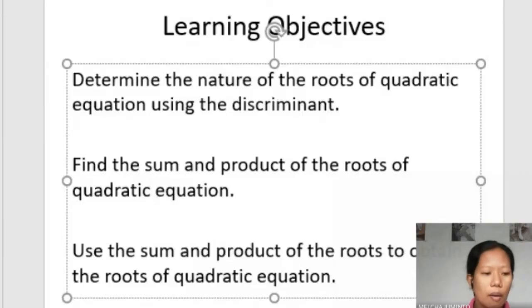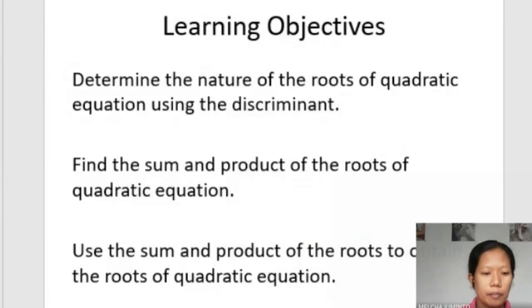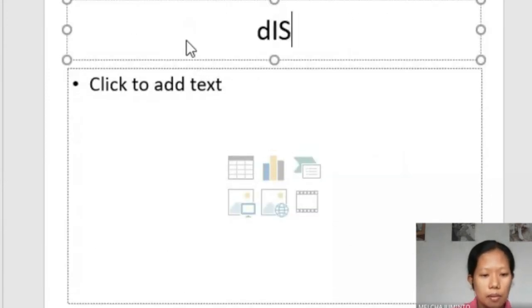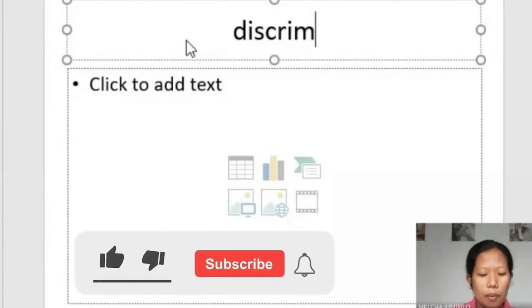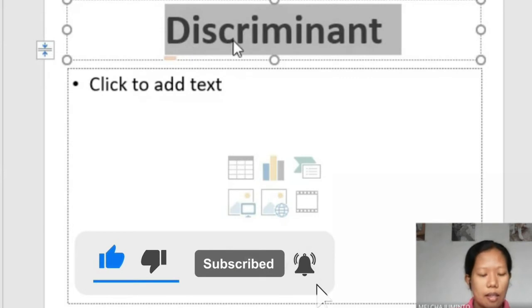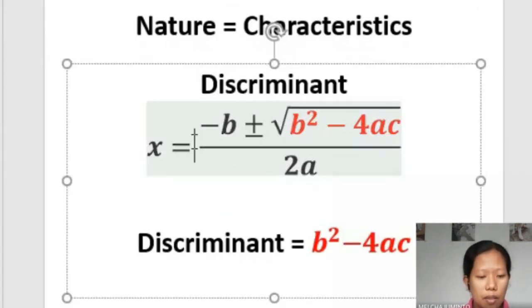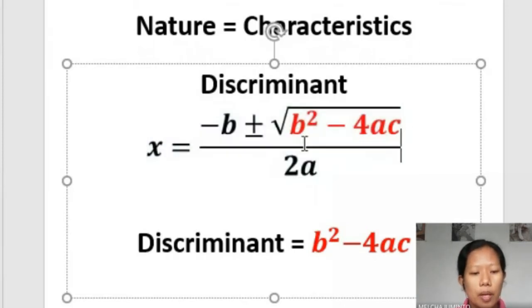Okay, let us now talk about the first, discriminant. Let us talk about the term which is called the discriminant. When you say discriminant, it is simply part of this particular equation, the quadratic formula, which is x is equal to negative b plus and minus the square root of b squared minus 4ac all over 2a.